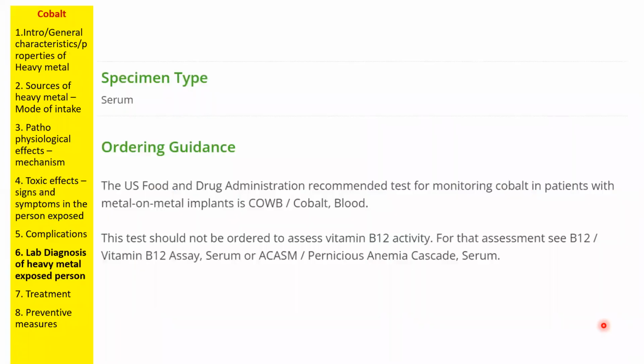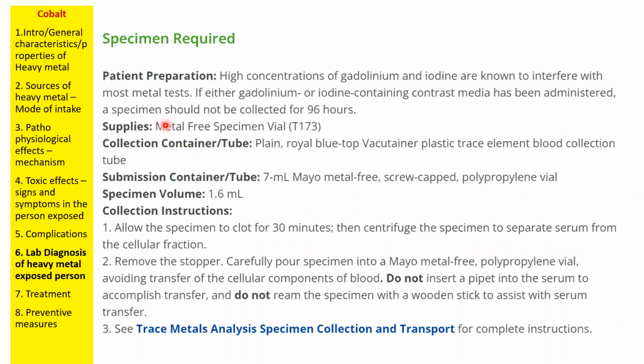Okay, so how will we check this cobalt toxicity? How do we know that the patient got excessive cobalt intake? So that can be done by a simple biological test. So the ideal sample will be serum. So you take serum and you go for a cobalt level estimation. So there are certain things like patient preparation, contraindications, some things are there. Okay, patient should not have certain drugs. Okay, that is a small thing.